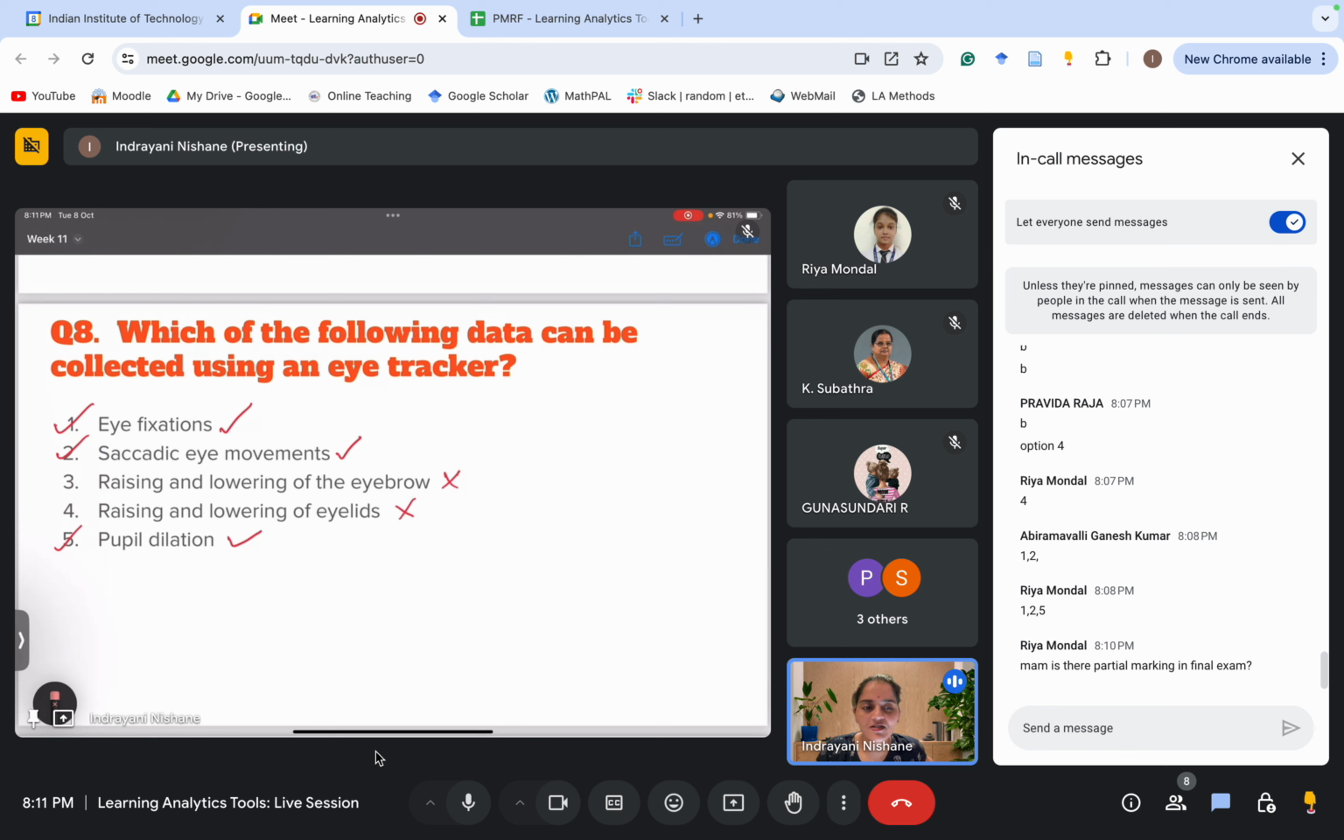So all the rules are the same for all NPTEL exams. For an MSQ question, if two or three options are right, then partial marking is possible. In the assignment, they're giving partial marking. So the same thing is followed in the final exam also.